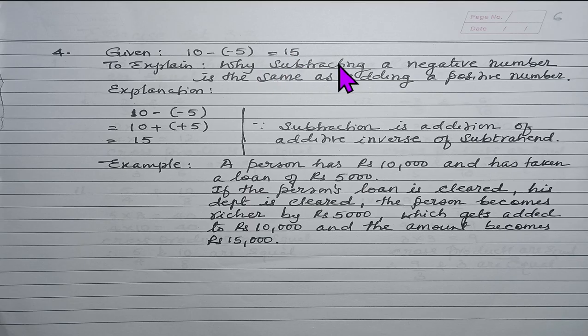To explain why, we have to explain why subtracting a negative number is the same as adding a positive number. Now the explanation is very simple here. Subtraction is addition of additive inverse. Please understand, subtraction is addition of the additive inverse of the subtrahend. Now here 10 is the minuend and minus 5 is the subtrahend.